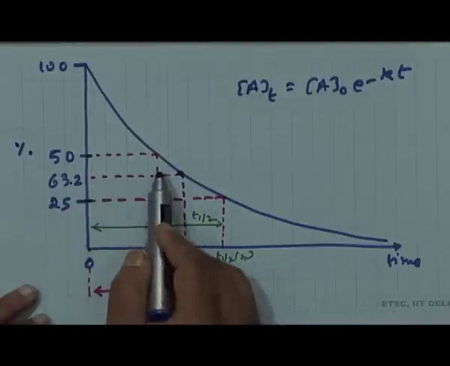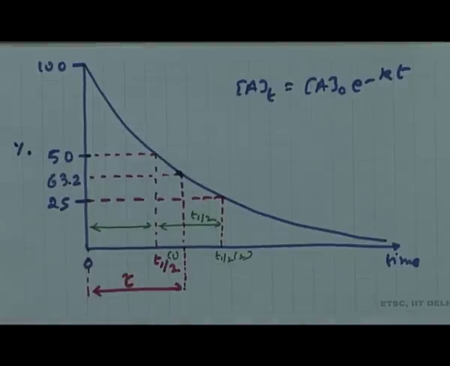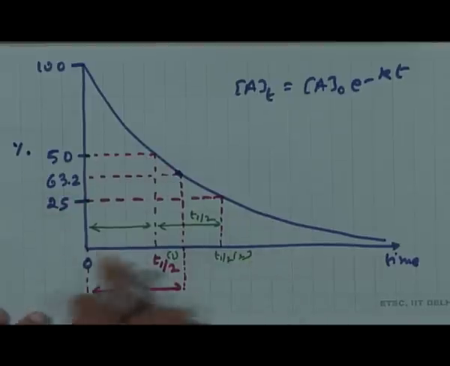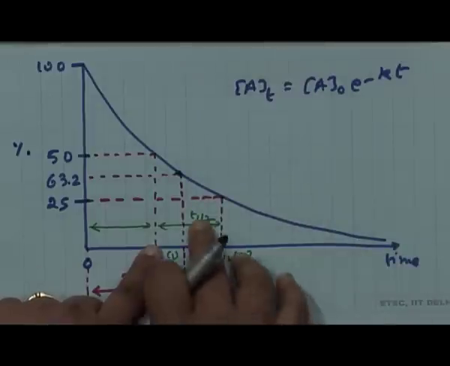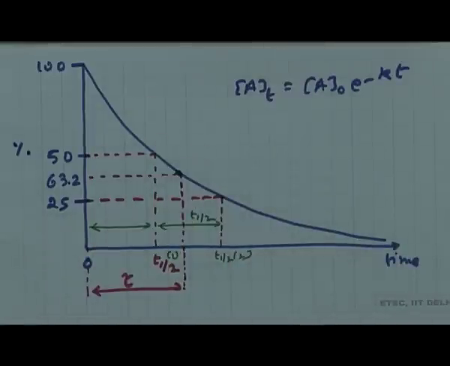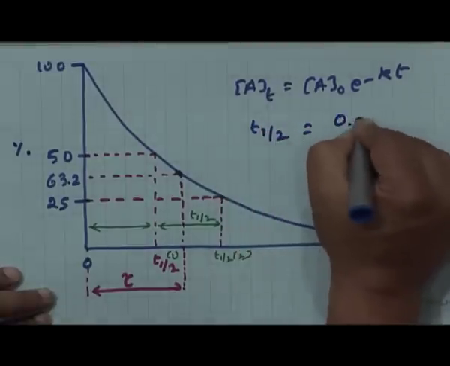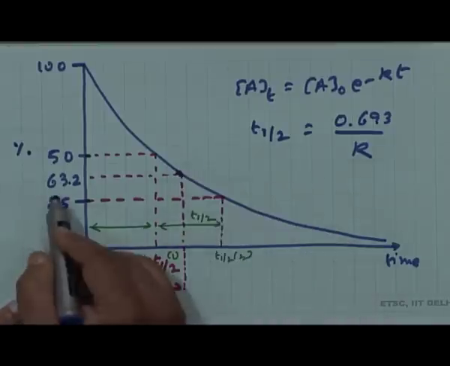So this 50% corresponds to my first T half, which is half of A naught. Now from 50%, if I take another T half, I should go to 25%, which is essentially 1/4 of A naught. So from 50% to 25% is my second T half, and this T half and this T half are exactly the same. Why? Because T half for a first order reaction is a constant.